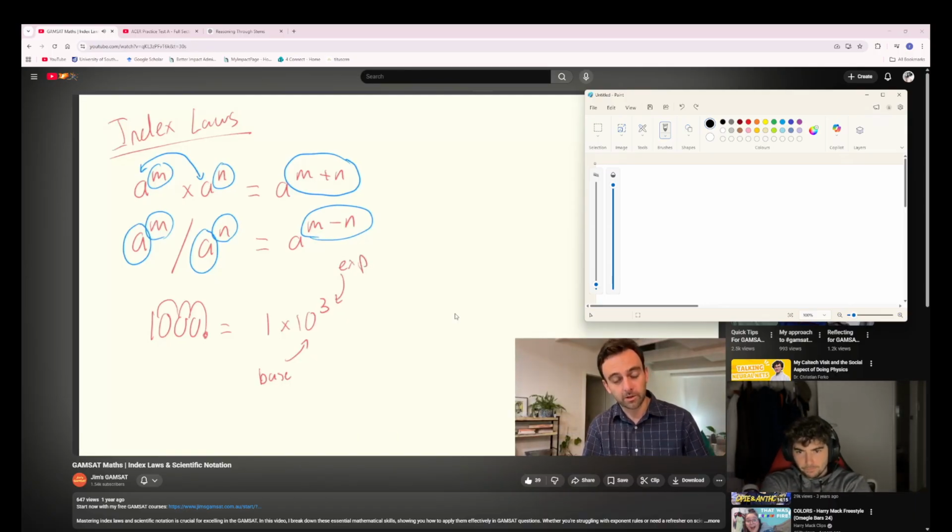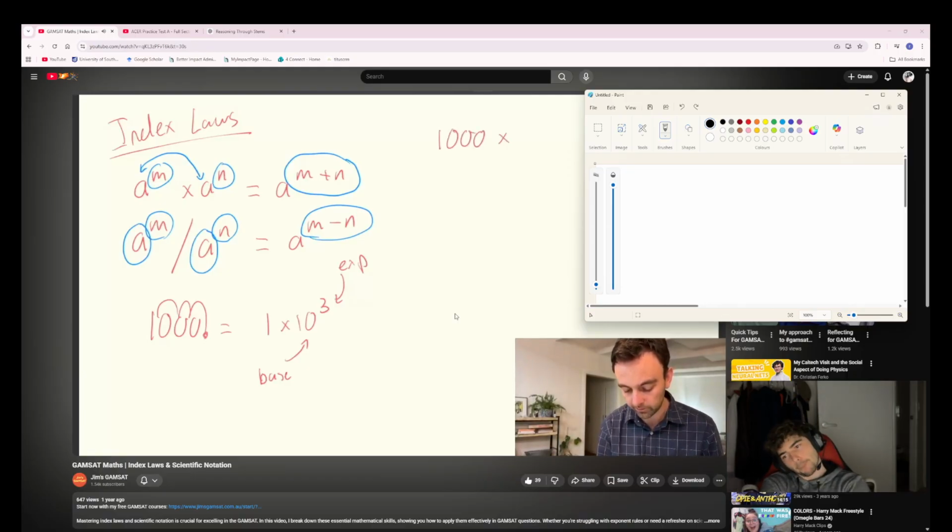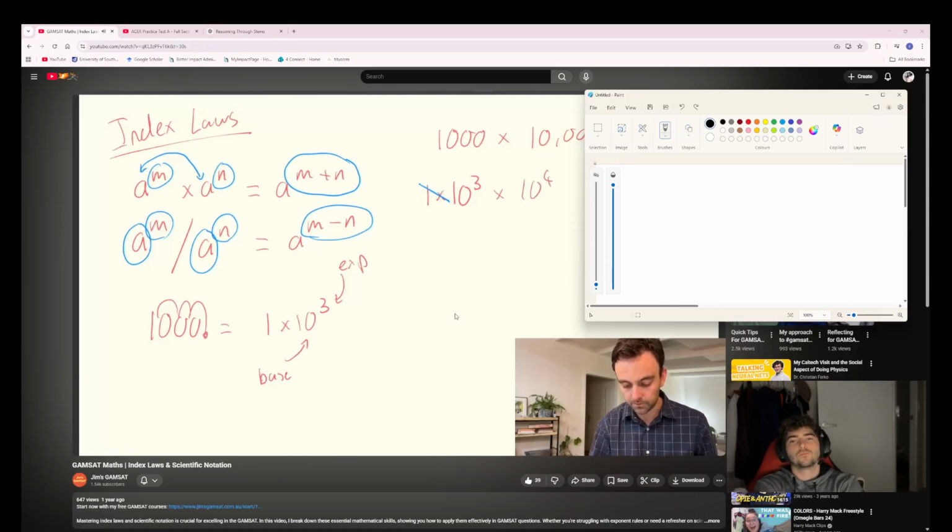And we can use that to our advantage, because if we had something like 1000 times, let's say 10,000, we could convert both of these to scientific notation. So this would be 10 to the 3, or 1 times 10 to the 3, but anything times 1 is just itself, so we'll cancel that out, times 10 to the 4. And how I knew that is because it's just one extra zero on top of 1000.